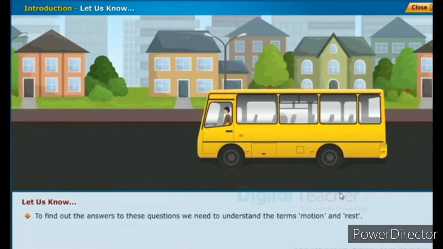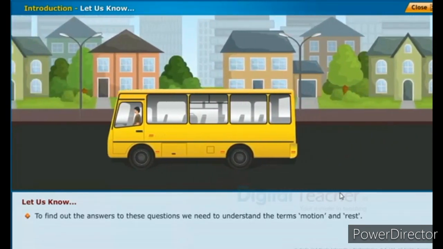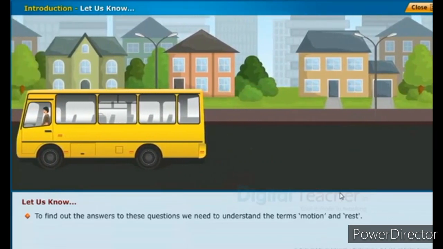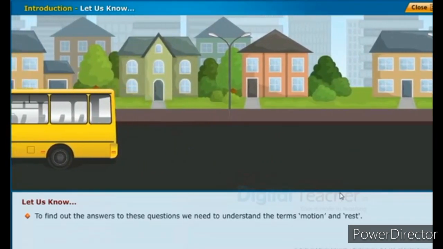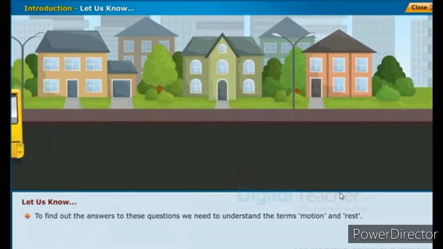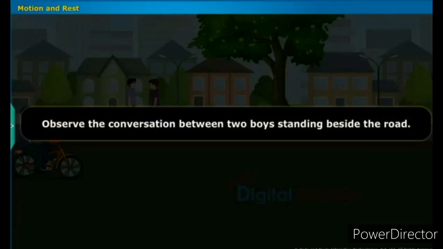To find out the answers to these questions, we need to understand the terms motion and rest. To understand the idea of motion and rest, take up the following activity. Observe the conversation between two boys standing beside the road.